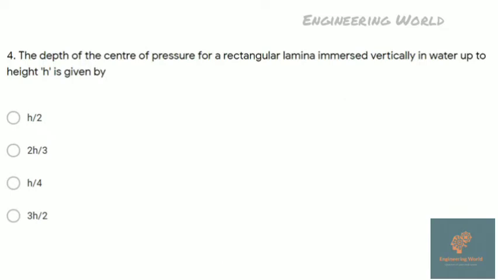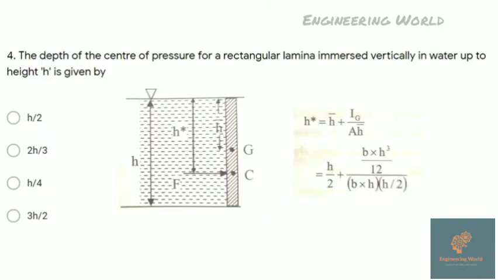Then the depth of center of pressure for a rectangular lamina immersed vertically in water up to height h is given by. Here this is a rectangular lamina, and this is the center of gravity up to the height h, and this one is the center of pressure. Let me show. This is the center of pressure. Actually, center of pressure is the point at which the resultant force acts by this liquid on the rectangular lamina.